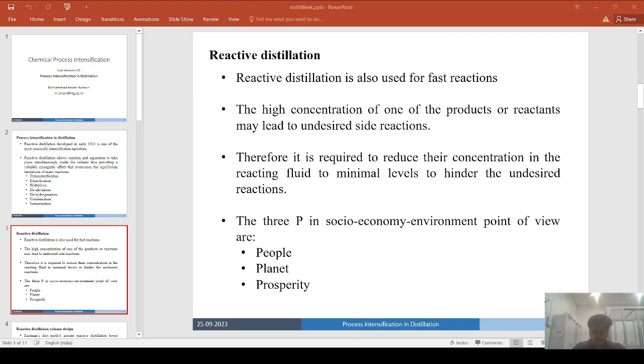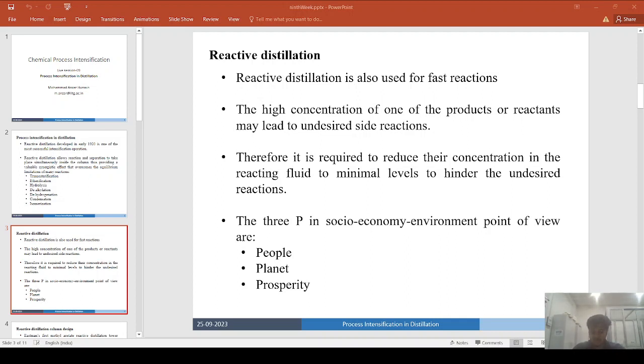Also, the concentration of one of the products or reactants may lead to an undesired side reaction. Usually such fast reactions also have side reactions coming from the product, so you need to control that. How to control such a scenario where one of the products or reactants may lead to an undesired reaction? One way is to reduce their concentration in the reacting phase to minimal levels to hinder the undesired reaction.